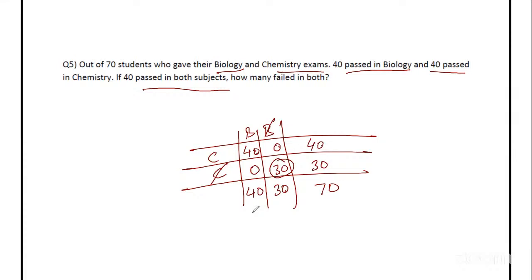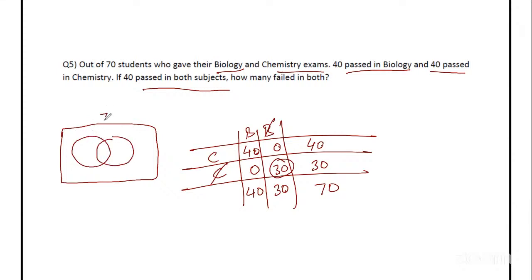Okay. Now, how would you solve this question 5 using Venn diagram? So quickly draw your Venn diagrams. You have the total as 70, you have bio and you have chemistry. Okay. And then 40 passed in biology. So this is 40 and this is 40 for chemistry.